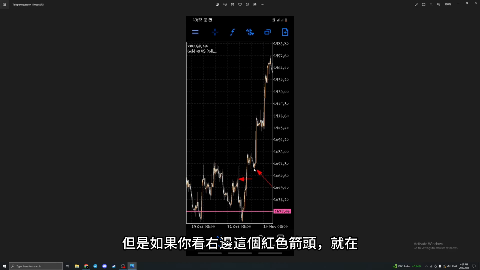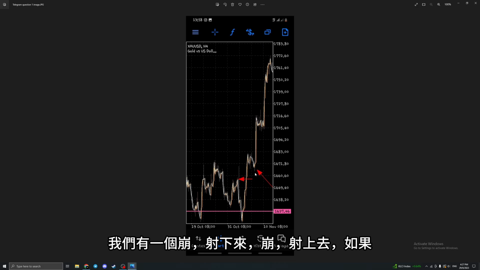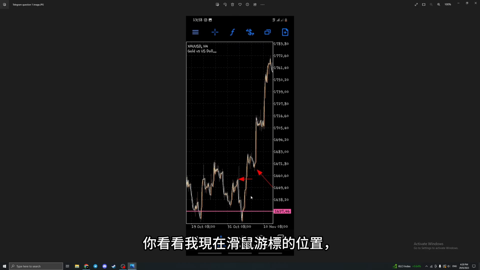But if you look at this red arrow right here on the right-hand side, the big long red arrow, this is not just a little wick. We had a little consolidation. We had a boom, shoot down, boom, shoot up, right? If you look at where my mouse cursor is right now, this would be considered just a little wick, right? And if you observe where this little wick came from, it actually came from the left shoulder of this H4. We had that break up, price comes back to tap into that left shoulder, and then we fly up.